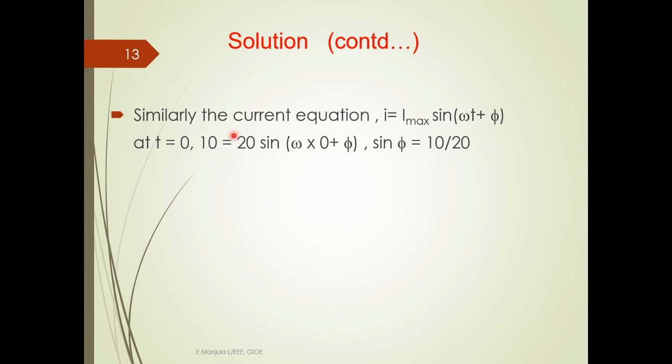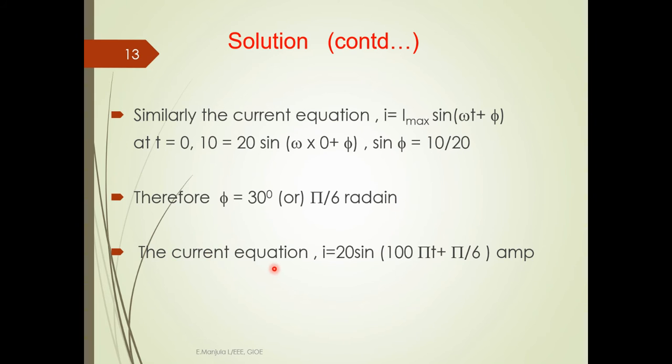Similarly, we have to find the current. The current equation is I equals I maximum sine of omega t plus theta, at t equal to 0. So I is 10, I maximum is 20, sine of omega times 0, and theta we don't know, so we are going to find theta. Sine theta is equal to 10 by 20. Therefore theta is equal to 60 degrees, which is pi by 6 radians. So the current equation becomes I equals 20 sine of 100 pi t plus pi by 6.